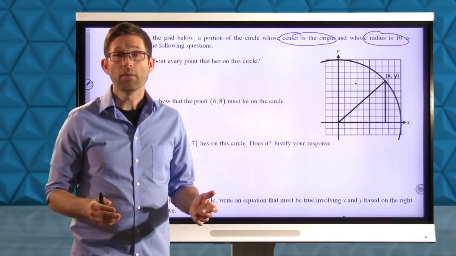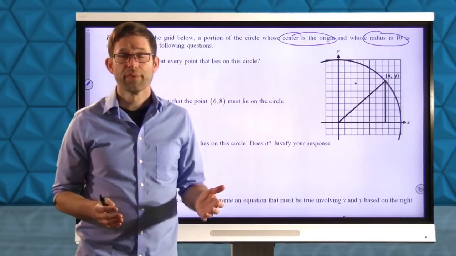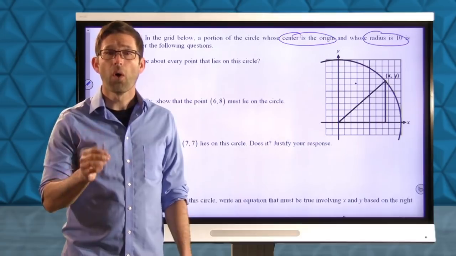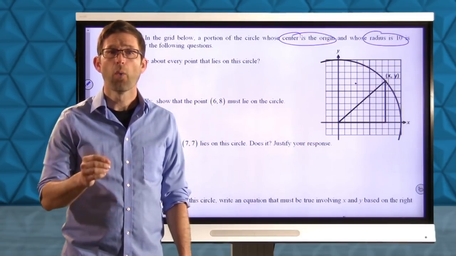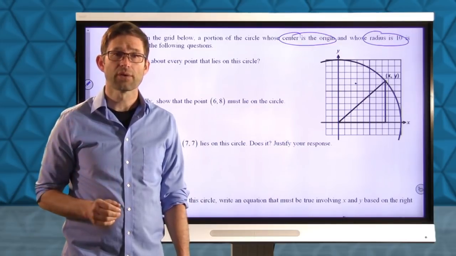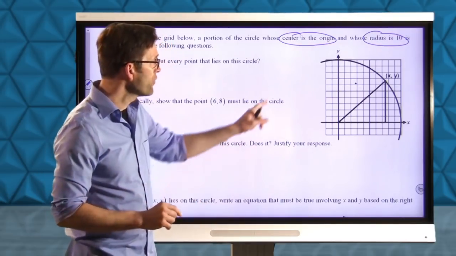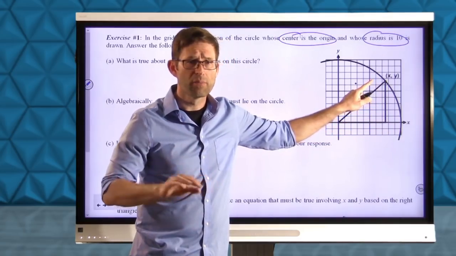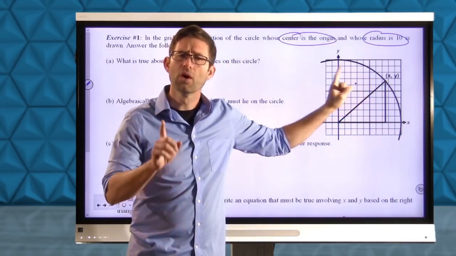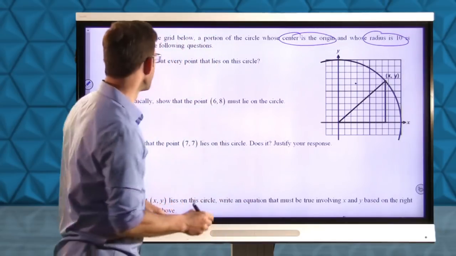All right. Well, what is the definition of a circle? The definition of a circle is it's all the points that are a fixed distance, the length of the radius, away from a fixed point, the circle's center. So what's true about every single point that lies along this circle, not just the nice ones, but even the ones with messy, messy coordinates?